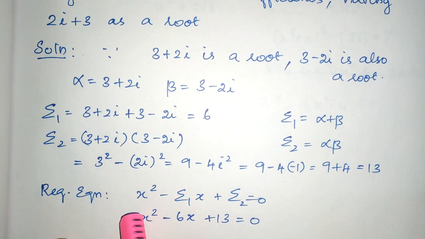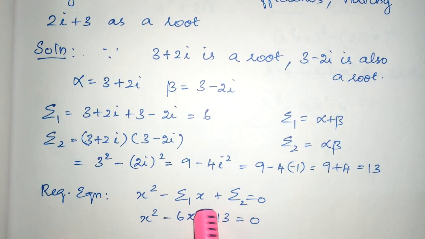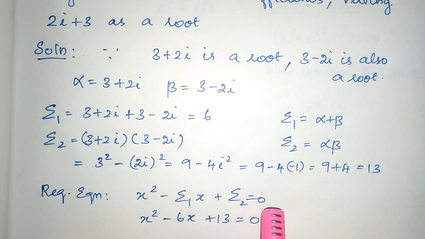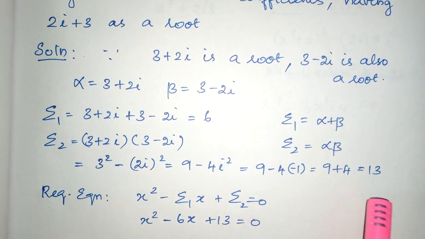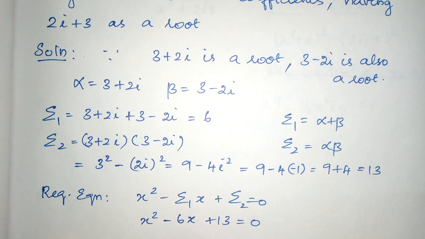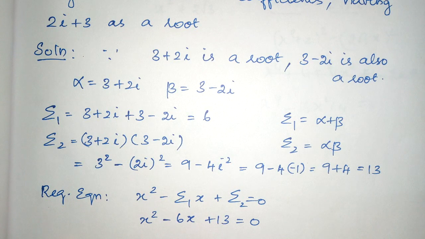Now the required equation is x square minus sigma 1 x plus sigma 2 is equal to 0, where sigma 1 is 6 and sigma 2 is 13. So x square minus 6x plus 13 is equal to 0, which is the required equation.